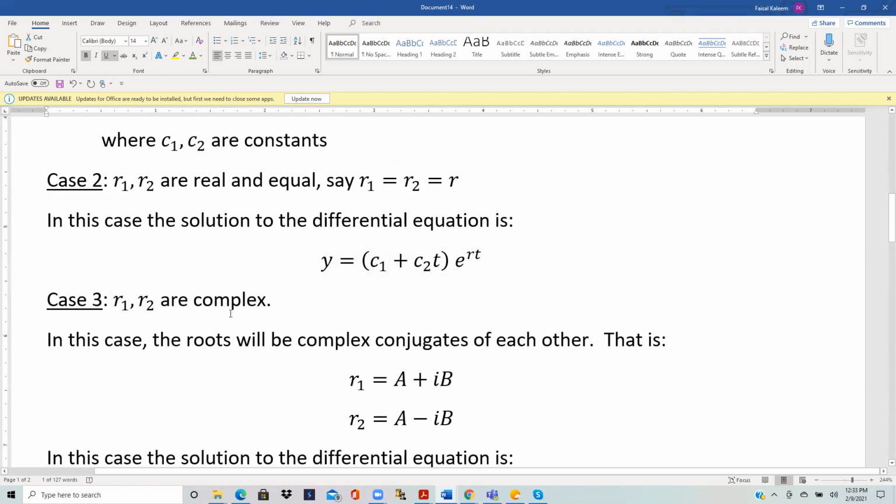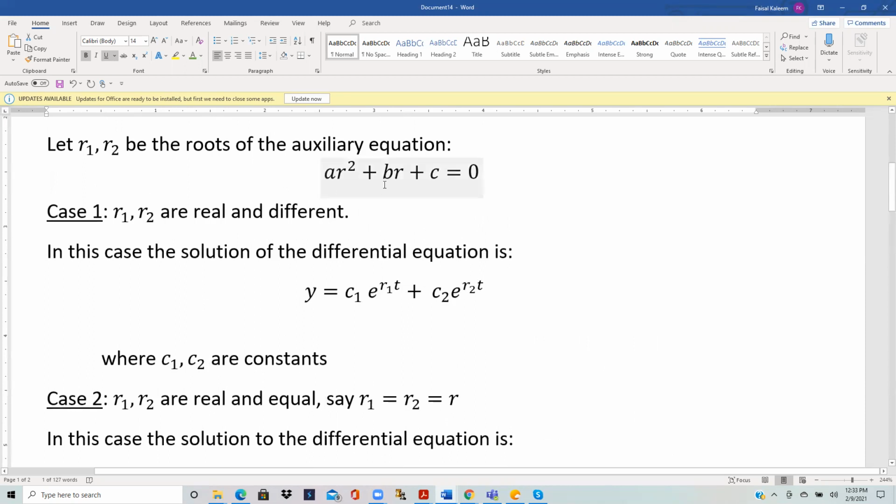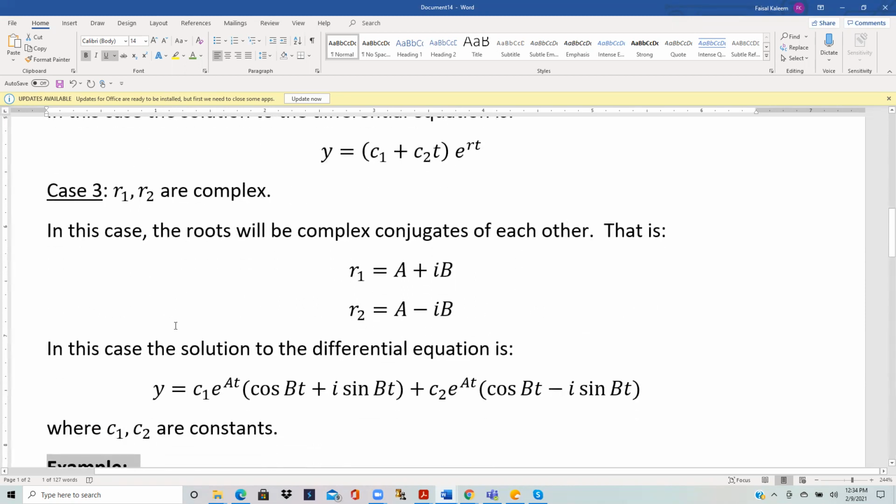repeated root. And then we could also have r1 and r2 be complex. So in this case, they will be complex conjugates, and r1 will have some form A plus iB, and r2 would be A minus iB. That's what's meant by being complex conjugates. And this big A and the big B are different from this little a and the little b. And in this case, the solution is y is equal to c1 e power At times cos Bt plus i sine Bt, plus c2 e power At cos Bt minus i sine Bt.